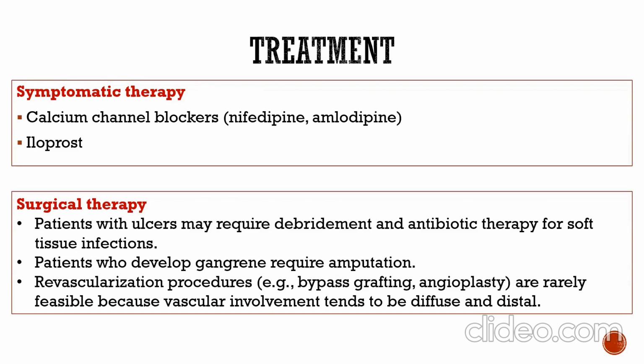Surgical therapy. A patient with ulcer may require debridement and antibiotic therapy for soft tissue infection. Patients who develop gangrene require amputation. Revascularization procedures, for example bypass grafting and angioplasty, are rarely feasible because vascular involvement tends to be diffuse and distal.